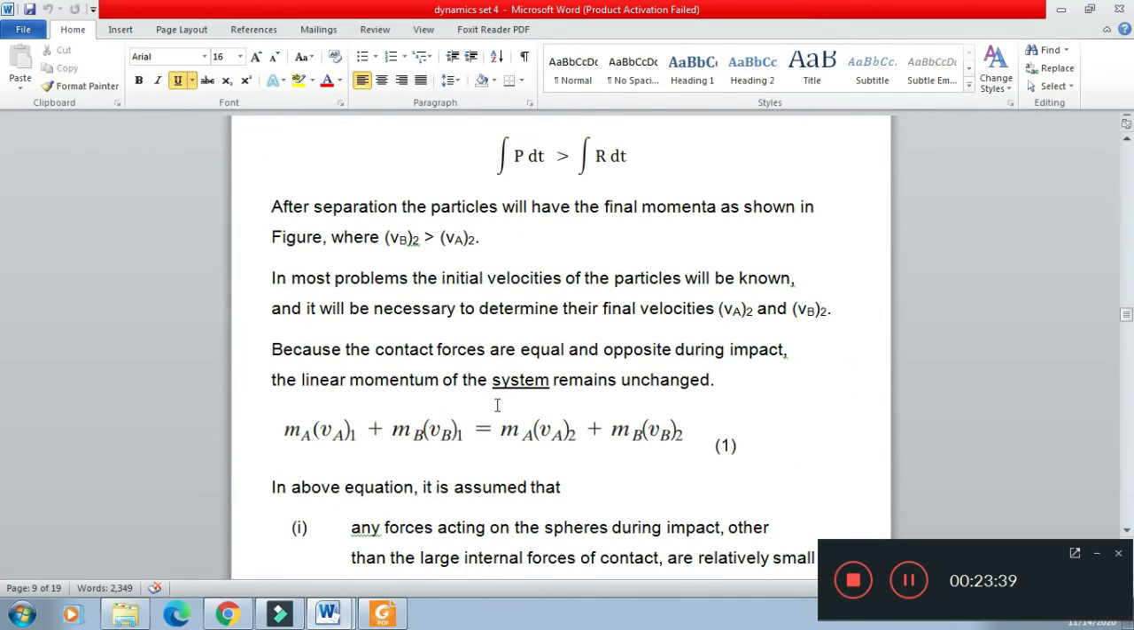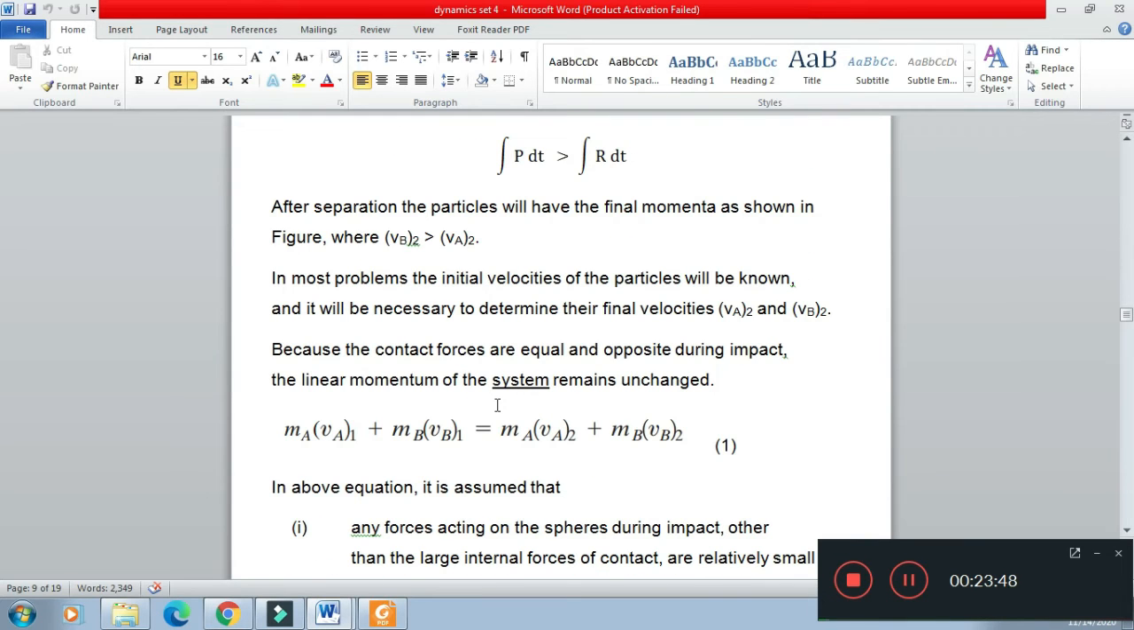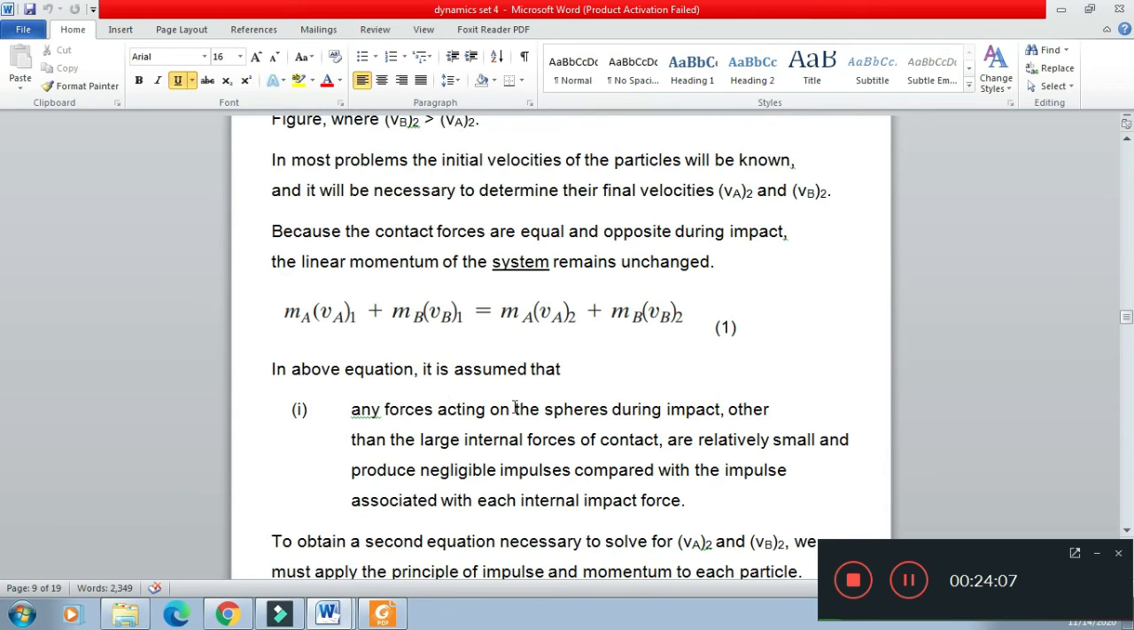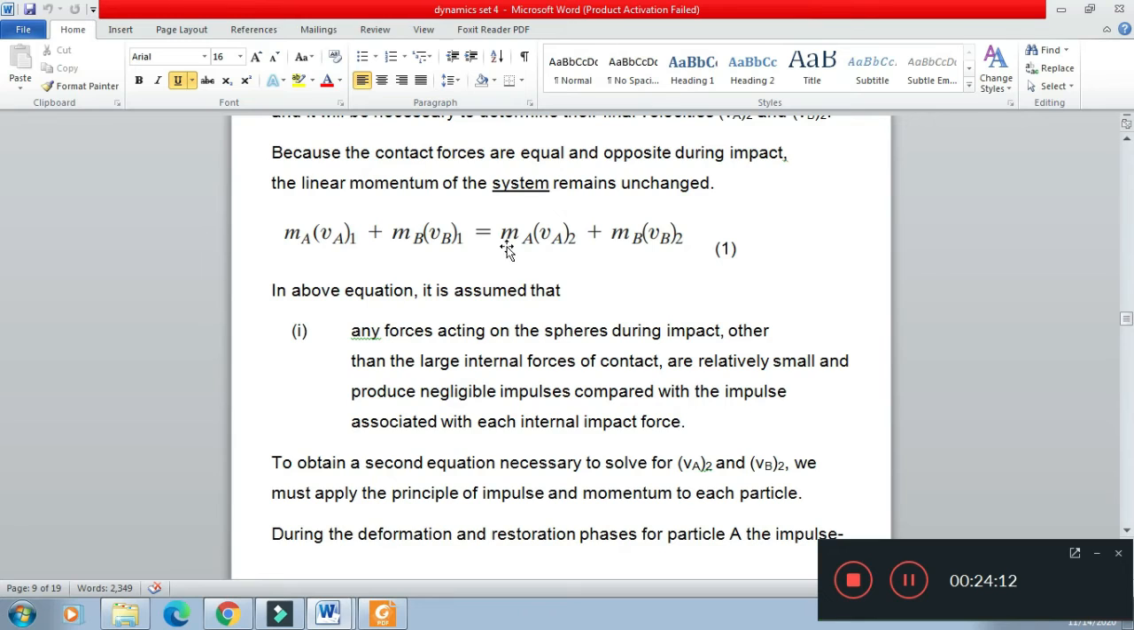Now we apply the conservation of momentum for a system of particles. The system consists of two particles A and B, and there is no other impulsive force for the two particles. One particle is exchanging momentum with the other, but when we consider both of the particles, there is no impulsive force. So momentum will be conserved. So this is the conservation of momentum equation.